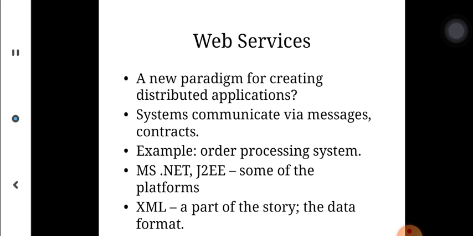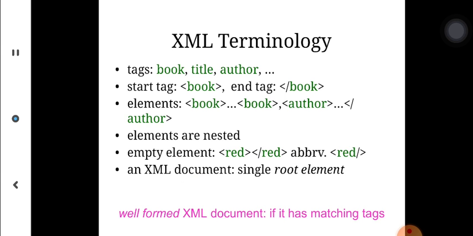These are web services, a new paradigm for creating distributed applications, where systems communicate via message contracts. For example, an order processing system is using web services, and XML is part of the story, the data format. So what is the terminology in XML? You have tags like book, title, author. Every tag has a start tag and an end tag, like book and end book. Elements: you have a book and then you have different elements. Elements are nested. You can have empty elements like red, end red, with nothing in between.